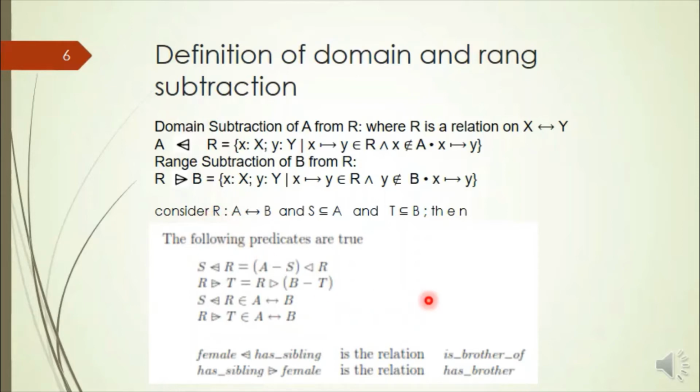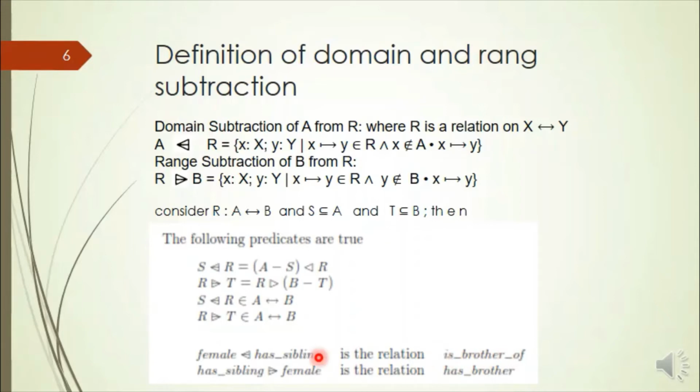Now consider if we want to subtract the subset female under the relation has sibling, then the returned relation would be is brother of. By subtracting the subset female in the relation has sibling, the relation has sibling would be changed to the relation is brother of. So in this way, the nature of the relation would be changed.